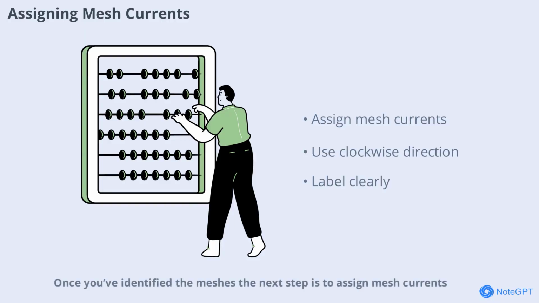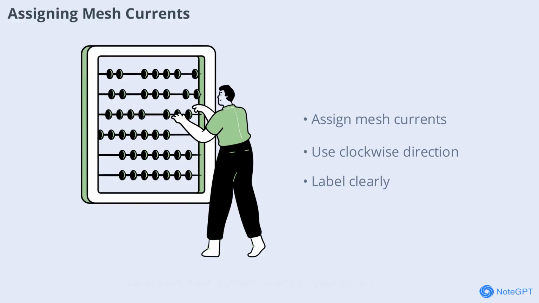Once you've identified the meshes, the next step is to assign mesh currents. These are imaginary currents that circulate around each mesh, usually in a clockwise direction for consistency. Assigning mesh currents is crucial because these are the variables you'll solve for. Label each mesh current clearly on your circuit diagram to avoid confusion as you write your equations.